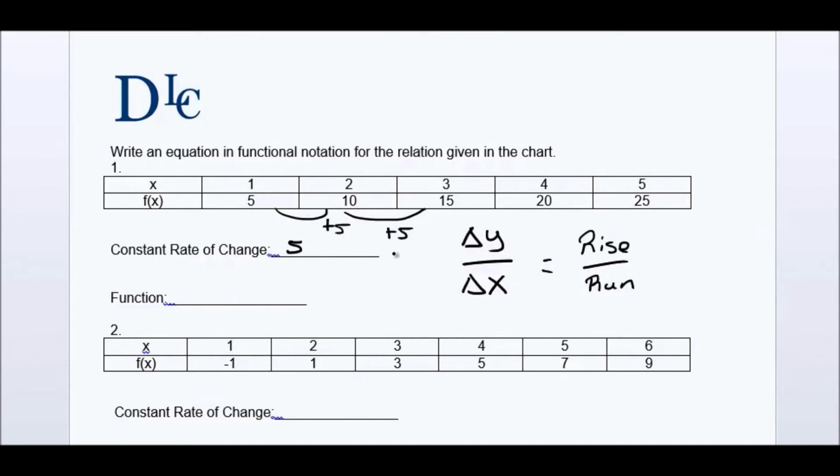All over the change in the x. So what's the change in the x? From 1 to 2, it's just plus 1. From 2 to 3, plus 1. From 3 to 4 is plus 1. So it's 5 over 1.